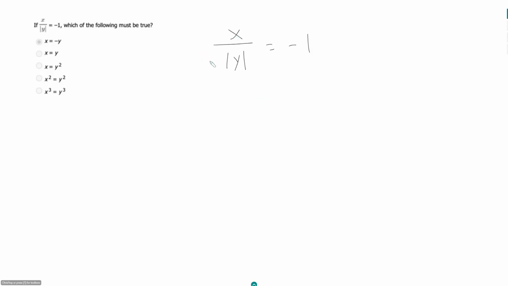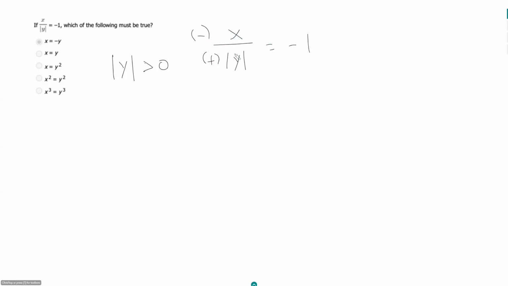So the most common property that you should know about absolute values is that the absolute value of anything has got to be greater than or equal to 0. And in this case, because we are dividing by the absolute value of y, and you can't divide by 0, the absolute value of y has just got to be greater than 0. So the absolute value of y is positive. We know that. And so if we're taking some number x and dividing by a positive and we get a negative number, x must be negative.